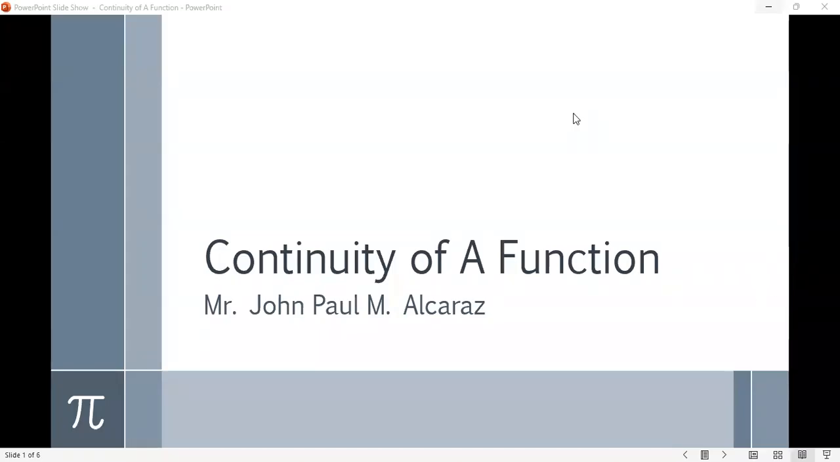Record ko lang 'tong next topic natin dahil may mga ibang agenda na kailangan asikasuhin. Record ko lang din 'tong discussion natin for this day or this particular topic, which is about the continuity of a function. So share lang po ako ng screen natin. So ayan. So continuity of a function.